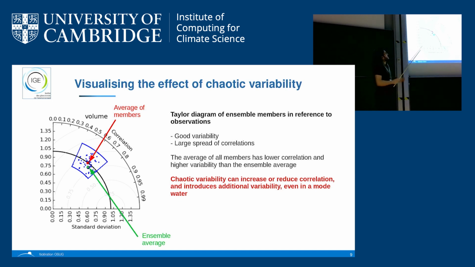Something else I wanted to point out, if you take the average of all the blue dots, you've got a slightly lower correlation than if you take the ensemble average. We interpret this as meaning that the chaotic variability on average decorrelates. On average, it acts as noise compared to the reference observation time series.